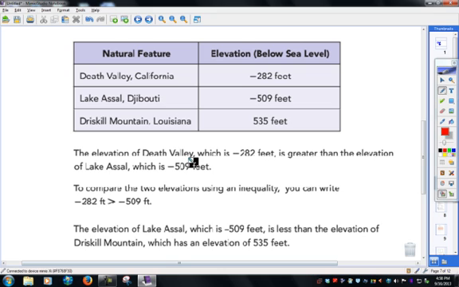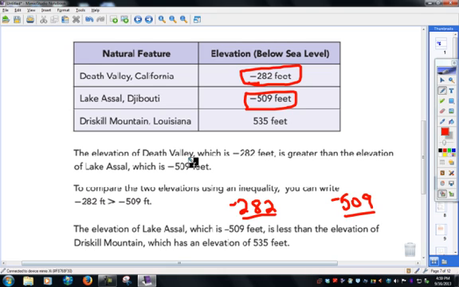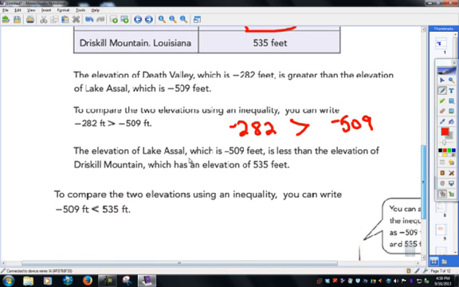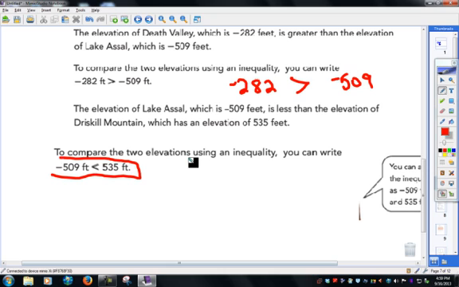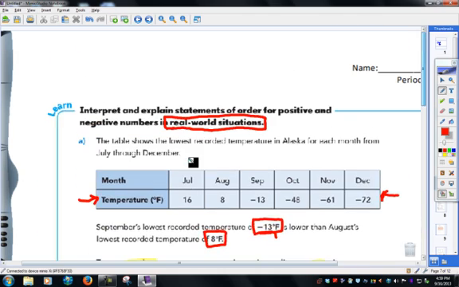Same goes for down here. It wants to compare the elevation of -282 and -509. So you have to figure out which one's larger. Think about it, which one would be further left? That's the smaller one. Or you could think of it as which one's closer to 0. You can definitely see that this is only 282 away from 0, and this is 509. So clearly, -282 is greater than -509. You can see they did another one there, but they compared the negative and the positive. Again, the positive will always be larger. Let's go on.